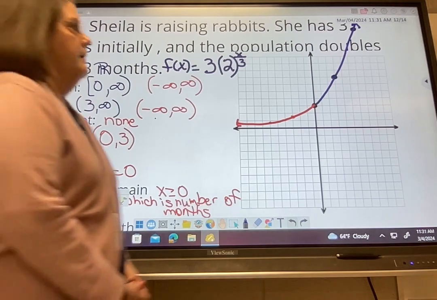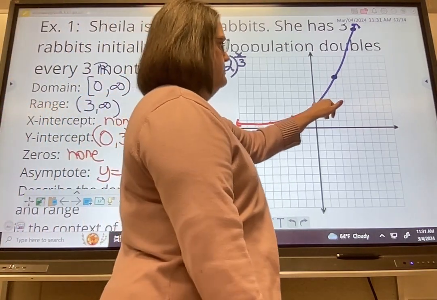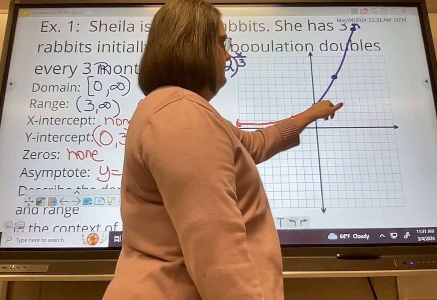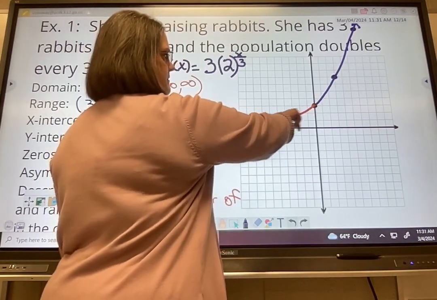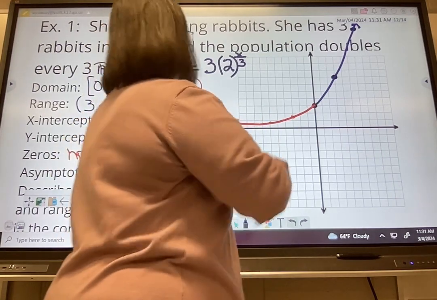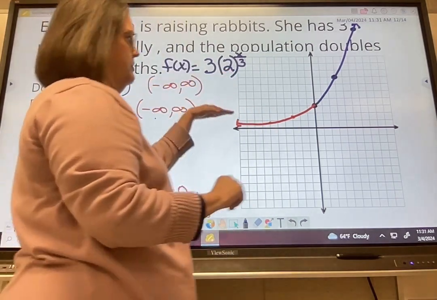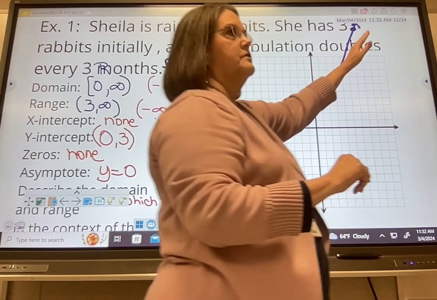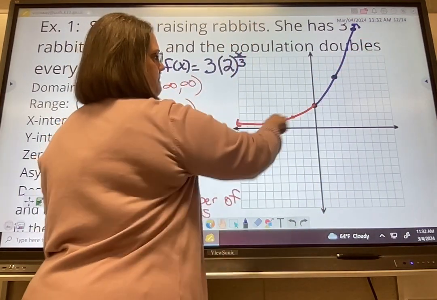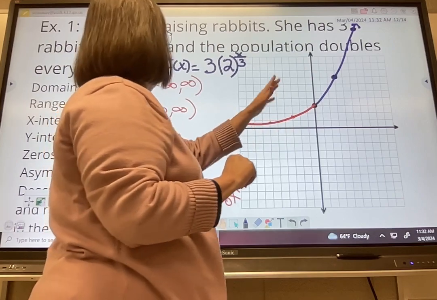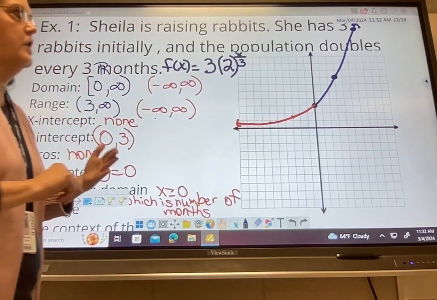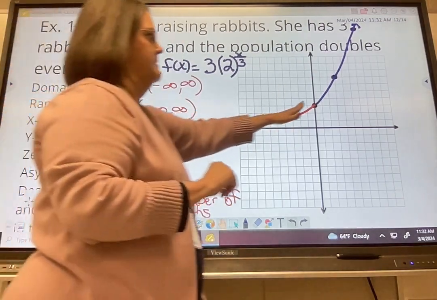Now, here's where the real life scenario started. You had 3 rabbits to begin with, and then I just sketched the rest of the graph this way. And if you put this in Desmos, Desmos is going to give you this whole thing. So I went ahead and sketched it this way, even though there are no such things as negative months. But in theory, what I'm doing is I'm looking at this whole graph.